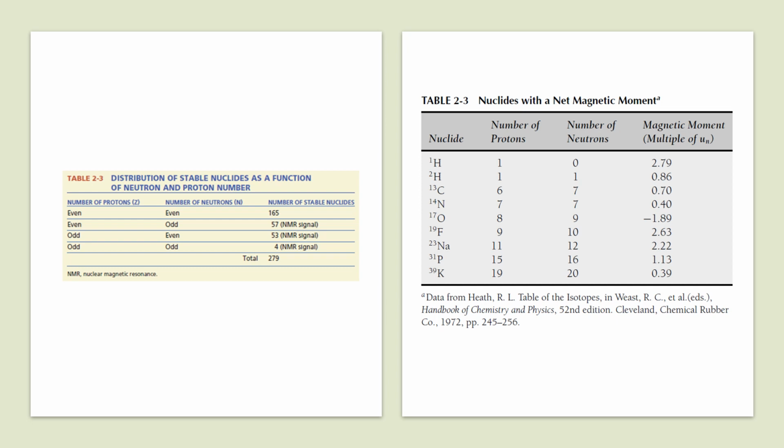In between that, having a mixture of even and odd numbers means the elements can have a nuclear magnetic resonance signal. We shall talk about nuclear magnetic resonance in a different lecture. This second table shows elements with a net magnetic moment. These elements can be used for nuclear magnetic resonance spectroscopy.